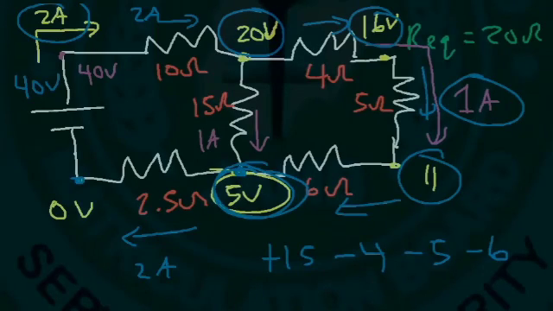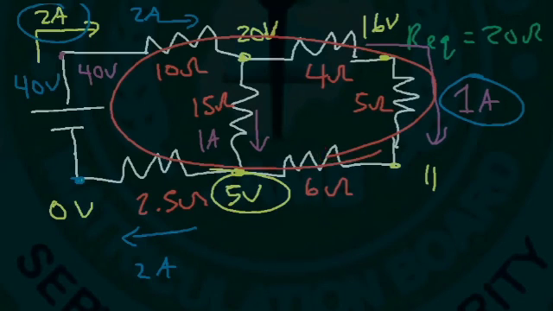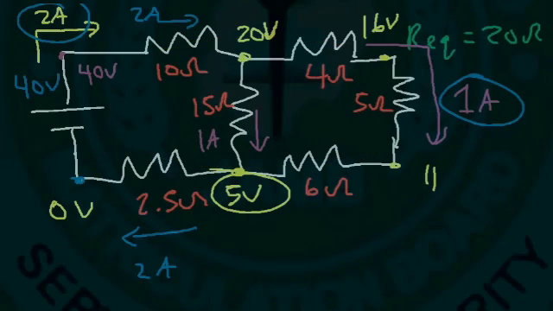15 minus 4 is 11. 11 minus 5 is 6. 6 minus 6 is 0. So that works. Now there's another cycle or another section that we can look at, and that's for this outer region. So let's start at this point again, and let's go around the circle.